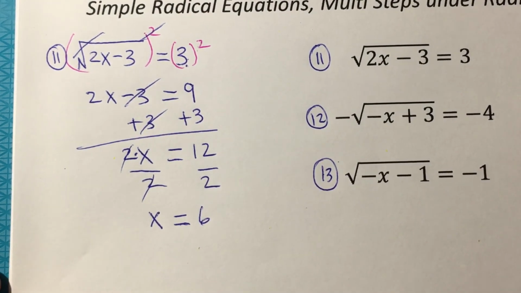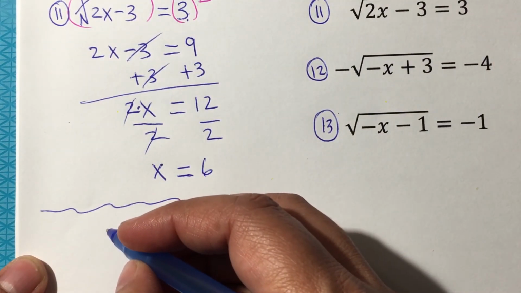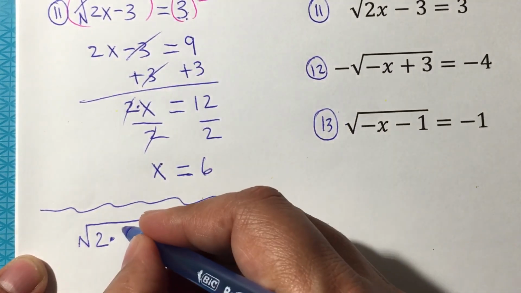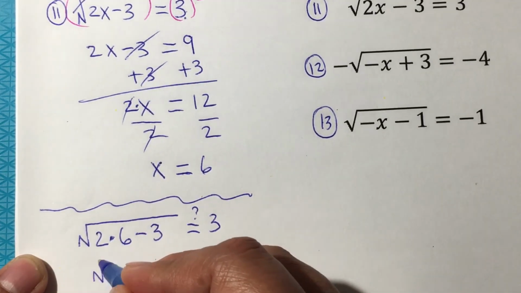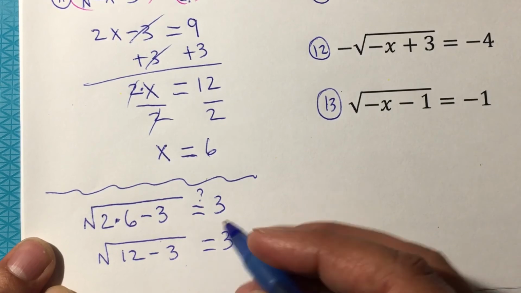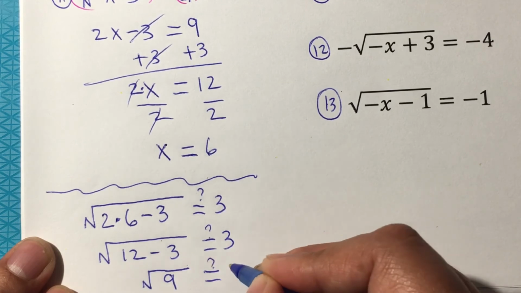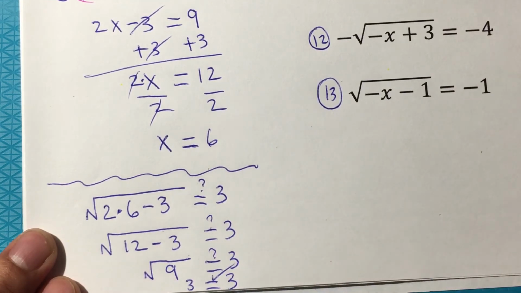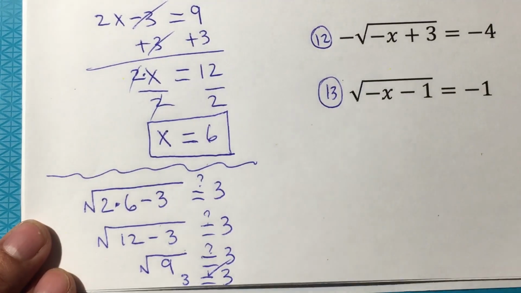Now we're going to check, and I think I'm going to do the check down here. So the square root of 2 times x, which is 6, minus 3, is it equal to 3? 2 times 6 is 12, minus 3, is it equal to 3? 12 minus 3 is 9, so the square root of 9, is it equal to 3? And the square root of 9 is 3, which equals 3, and we say check. Barely fit it in there, but this is not an extraneous solution. That will be correct.